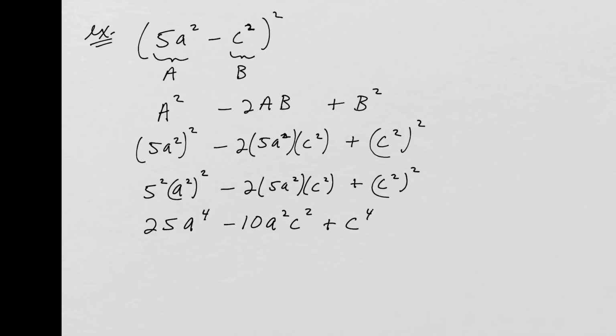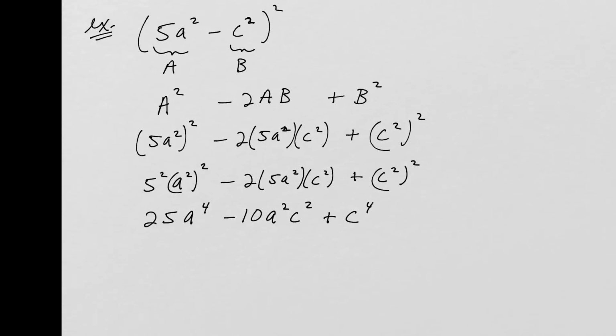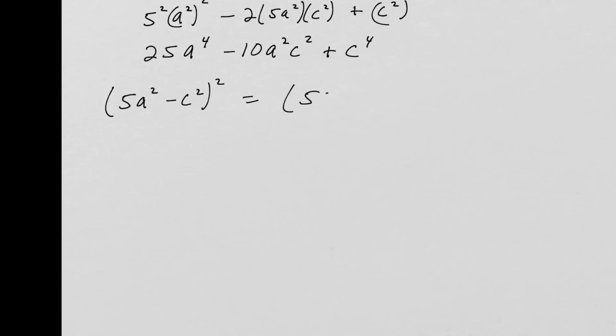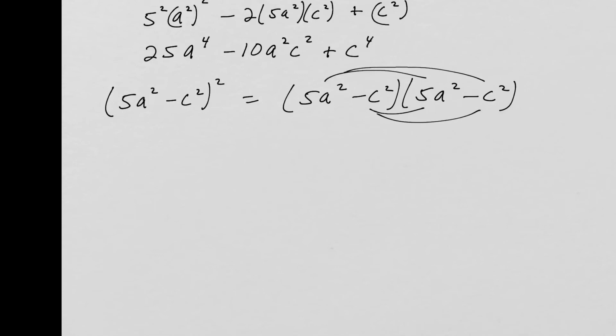And if you don't like doing it that way with the formula, then just write it like this. So it's (5a squared minus c squared) squared. Remember, this just means 5a squared minus c squared times itself. So then you could just FOIL it out, and you're going to get exactly the same answer. Okay, so it's totally up to you which technique you want to use.